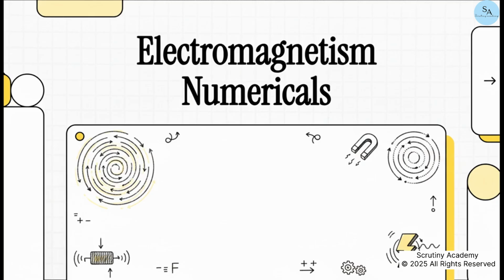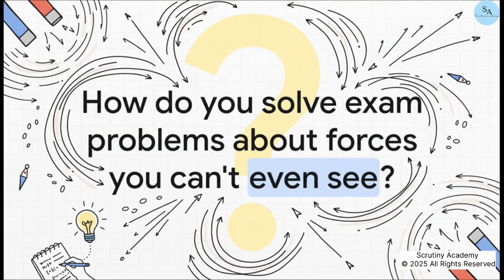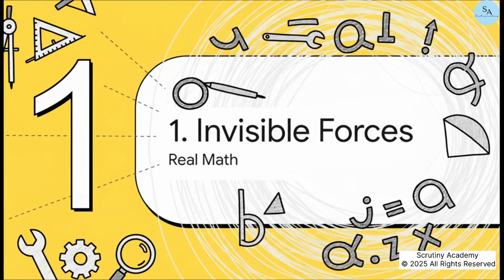Let's jump in. I mean, this is the big question, right? It's the whole challenge with electromagnetism. We're dealing with all these forces that are literally invisible. So how on earth do you translate that into a real answer on your exam paper? It really just comes down to having the right tools in your toolkit and a clear plan of attack. The forces might feel abstract, but the math behind them is totally real. And honestly, it's pretty straightforward once you know the rules of the game.